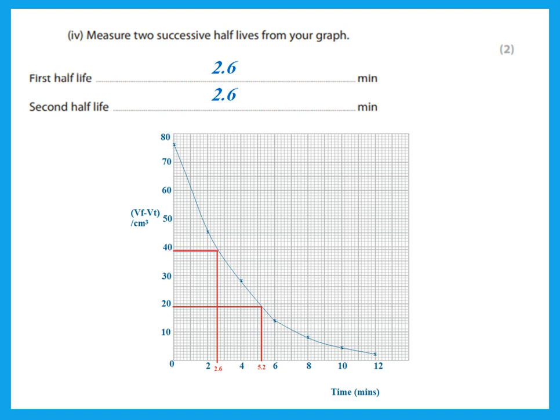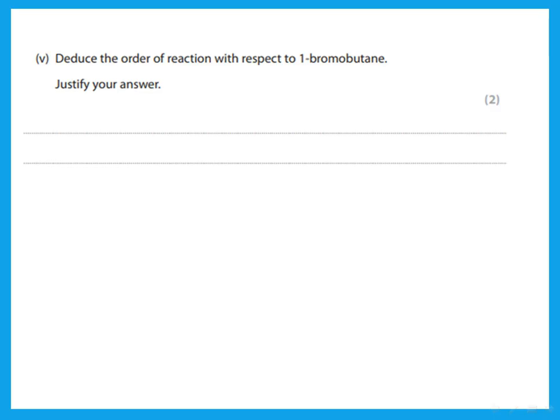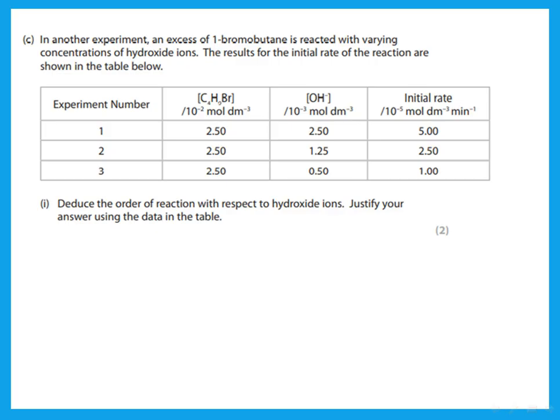Remember, for this second half-life, I'm going from 2.6 to 5.2. So the difference is still 2.6. And if we deduce the order, we said if the T half or the half-life is constant, then the order is first order. In another experiment, an excess of 1-bromobutane is reacted with varying concentrations of hydroxide ions, and he gives me the table, and he says deduce the order of the reaction.